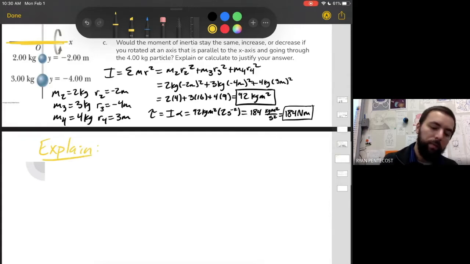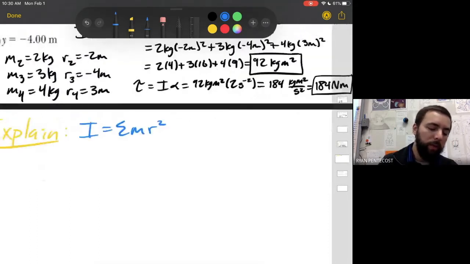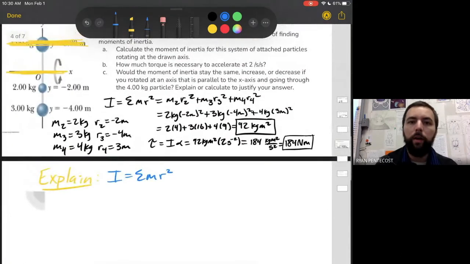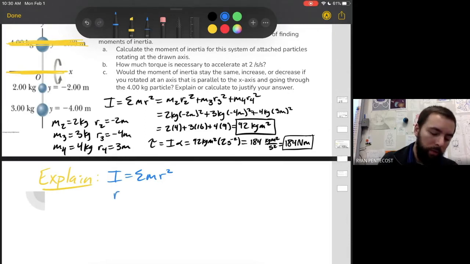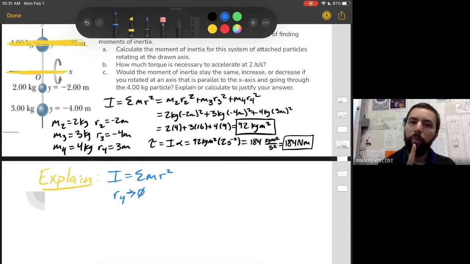So if we have I equals the summation of mr squared, right? If we rotate about that 4 kilogram particle, now those 4 kilograms are negated from our moment of inertia mass, because r4 now becomes 0, right? So now we're not going to include that particle. Any particle along the axis doesn't take any effort to rotate because it's not rotating, it's spinning. It's very different. So we are losing 4 kilograms out of this mass.